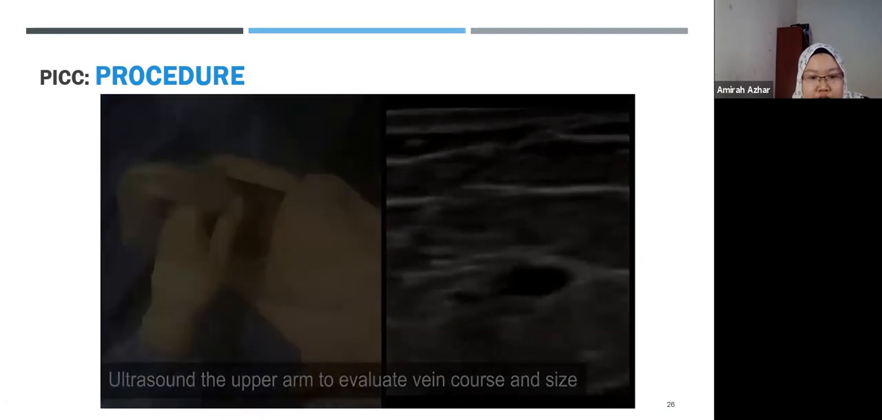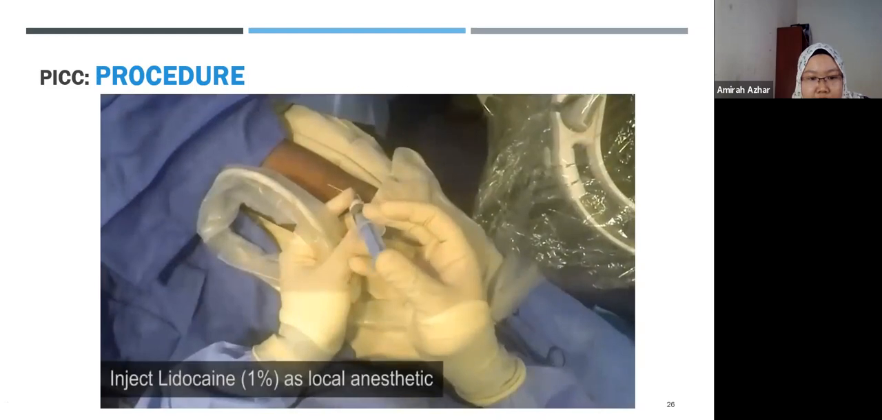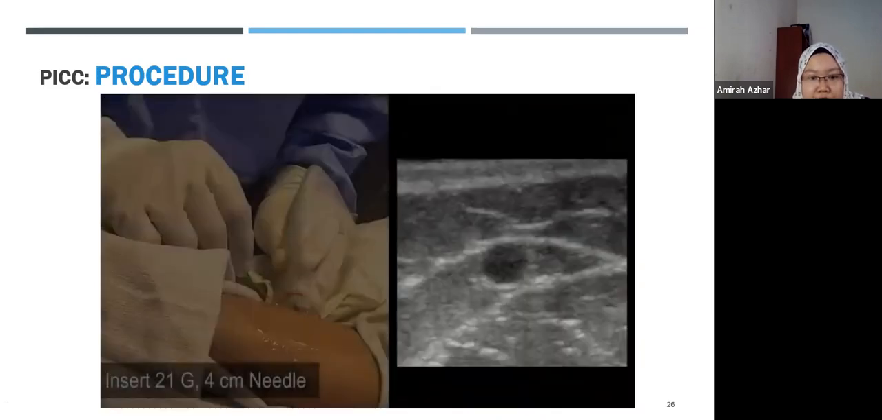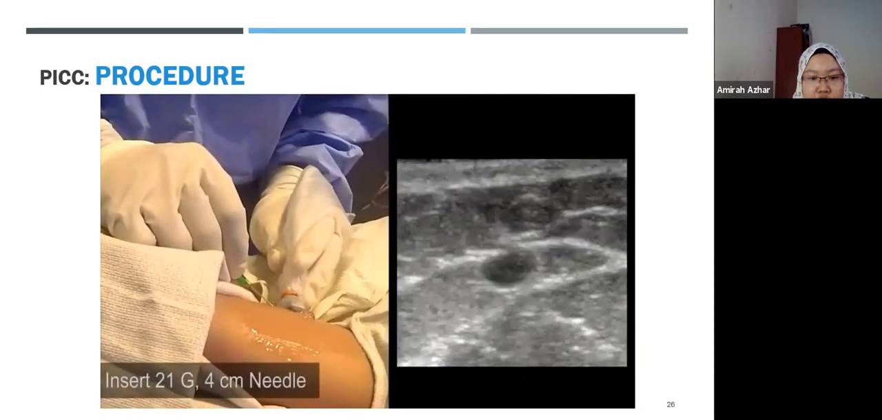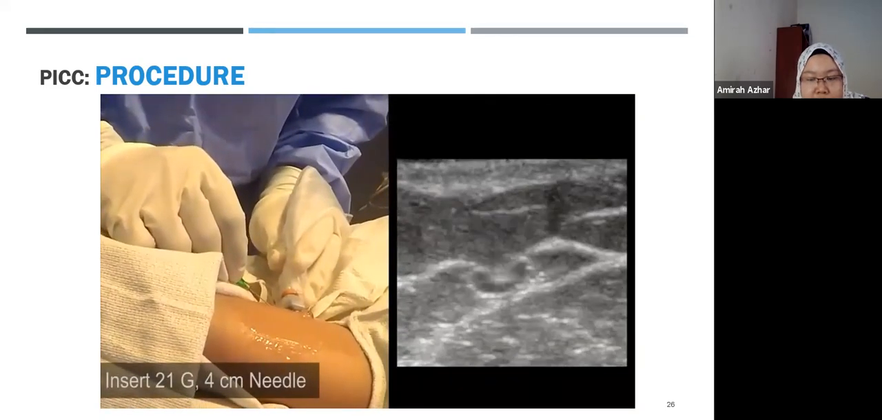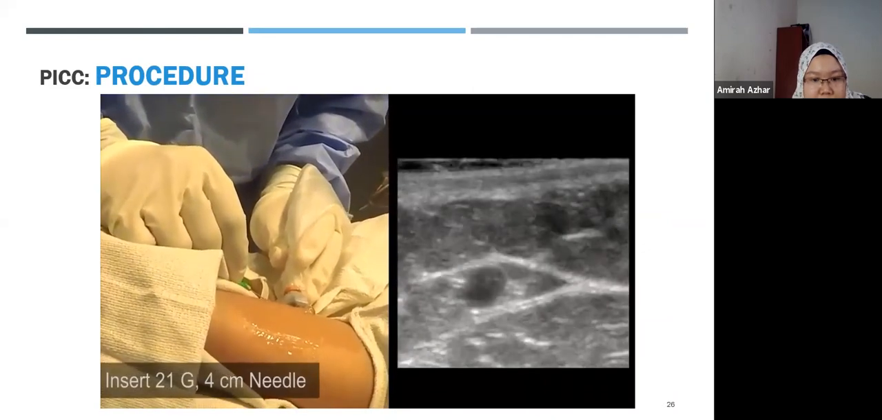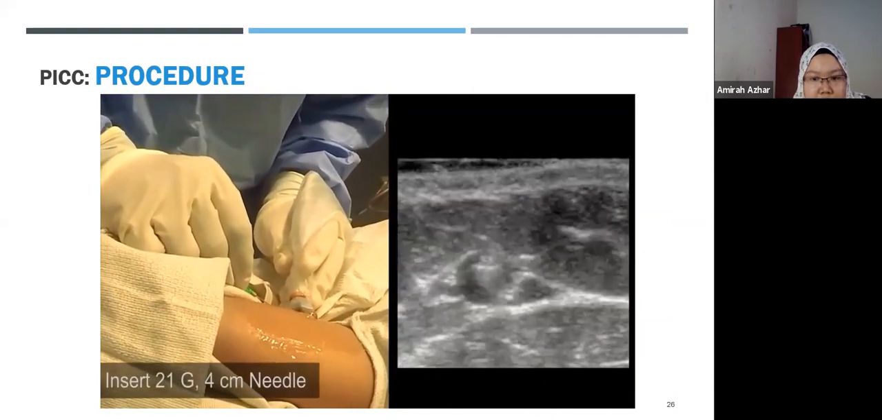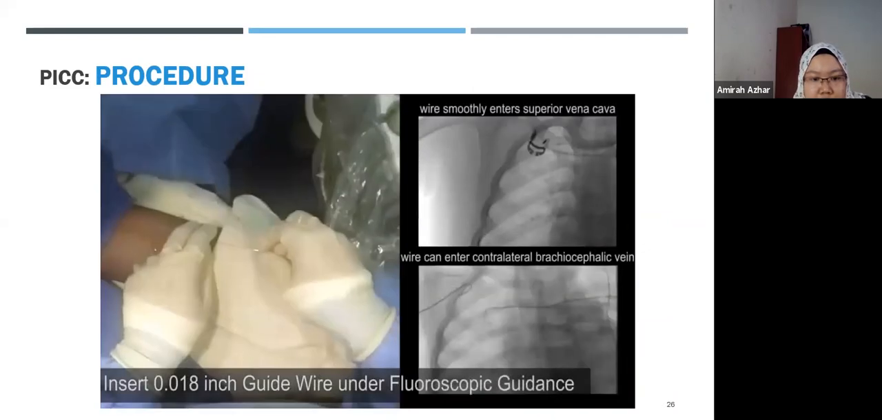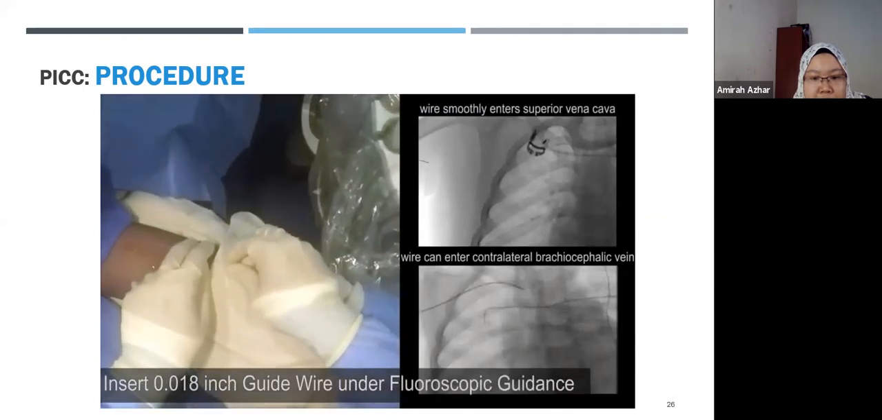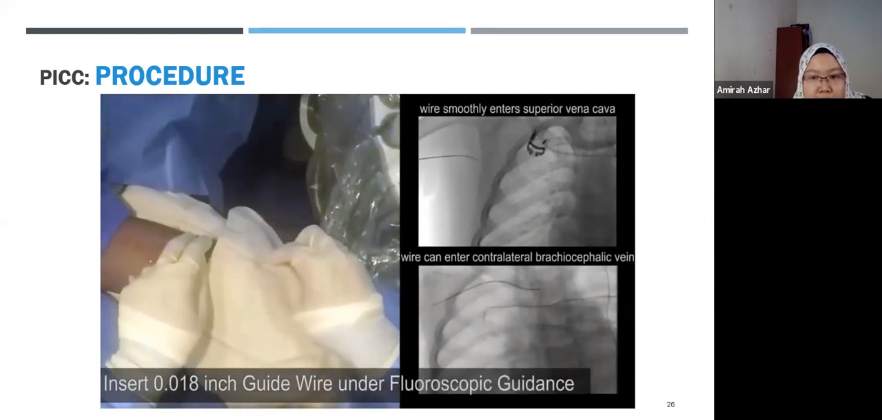So first you do an ultrasound at the upper arm to evaluate, and then you inject lidocaine for local anesthesia. You insert a 21 G 4 centimeter needle inside, followed by guide wire under fluoroscopic guidance.